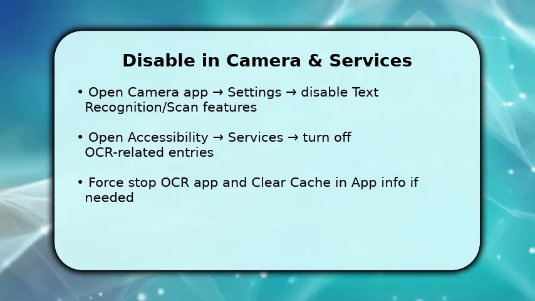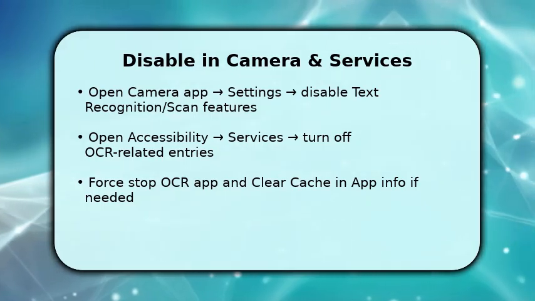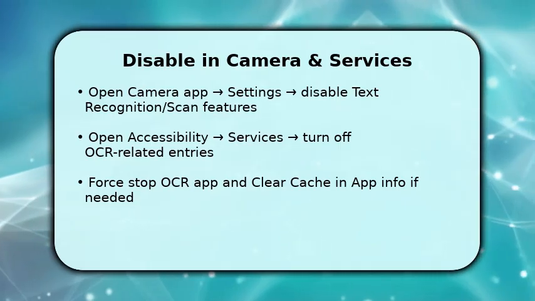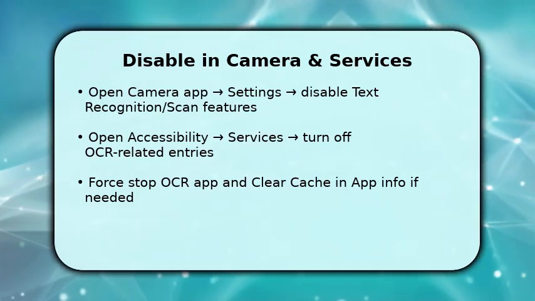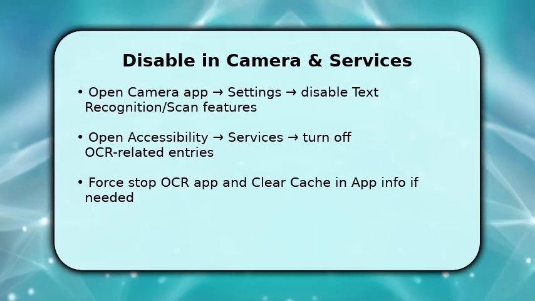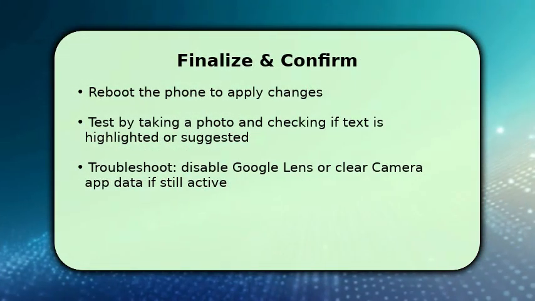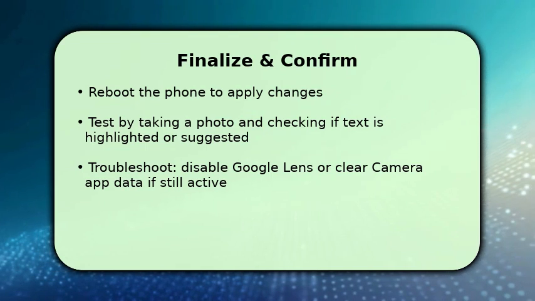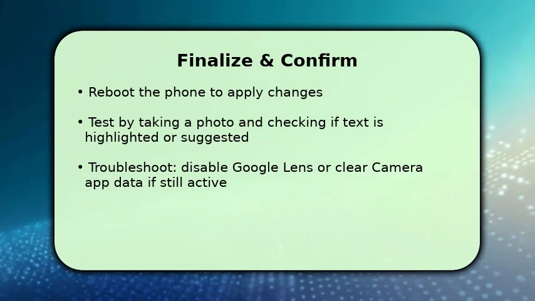Then return to App Info for the OCR/text recognition app. Force stop it and clear cache to remove temporary triggers. Once done, you reduce residual activity and finish by rebooting your Tecno so system services reload without the recognition module active. After restart, test by taking a normal photo.